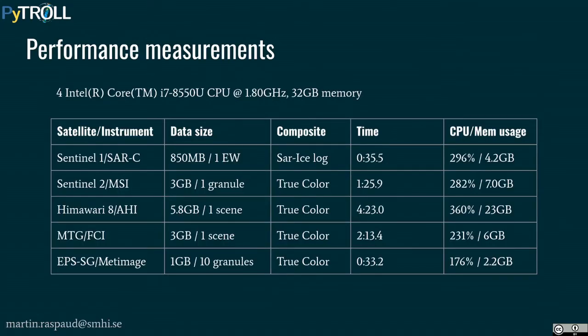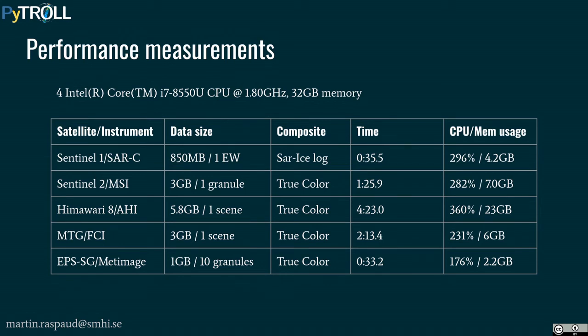The performance measurements have been performed on my laptop, which has 8 Intel Core 7 CPUs running at 1.8 GHz and has 32 GB memory. However, for these tests, I have limited the number of cores to be used to 4 to make this more realistic. In the first column, we show the satellite and the instrument that is being used. On the second column, we have computed the estimated data size of the input product.